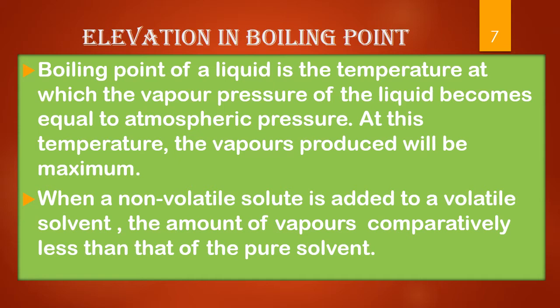Now, what change happens as a result? You find that when vapors are decreasing, vapor pressure decreases. As a result, the boiling point is also affected. What do you understand by boiling point of a liquid? It is the temperature at which the vapor pressure of the liquid becomes equal to atmospheric pressure. At this temperature, the vapors produced will be maximum. When a non-volatile solute is added to a volatile solvent, the amount of vapors is decreased considerably.